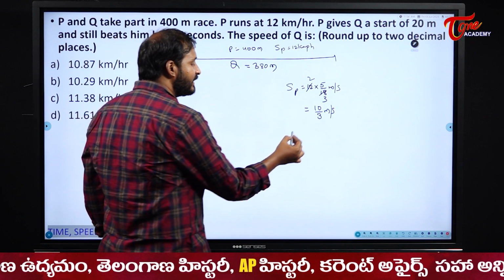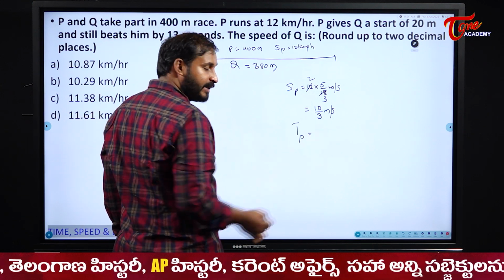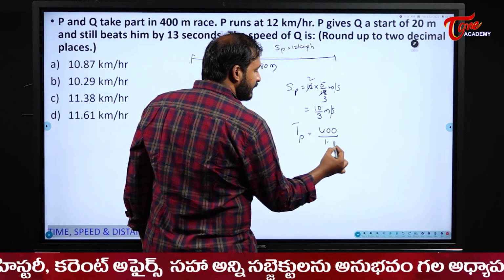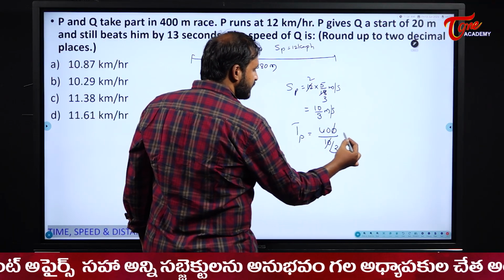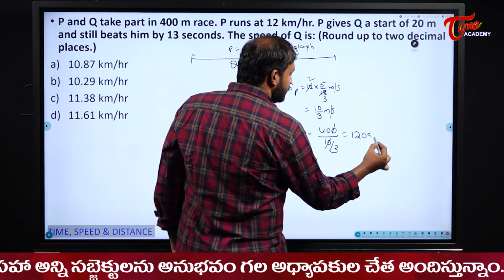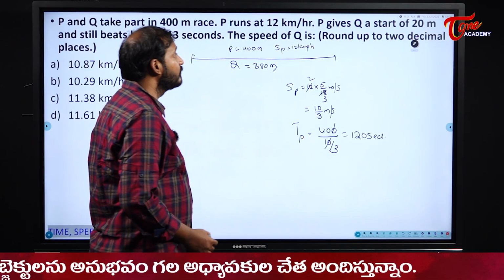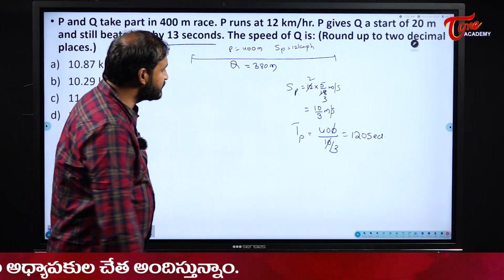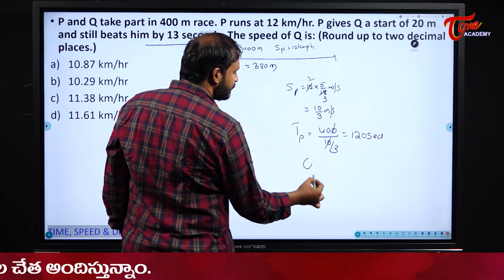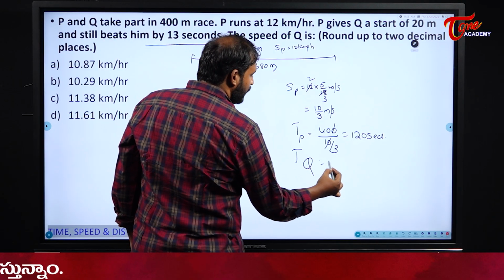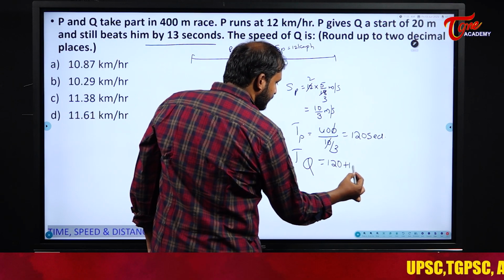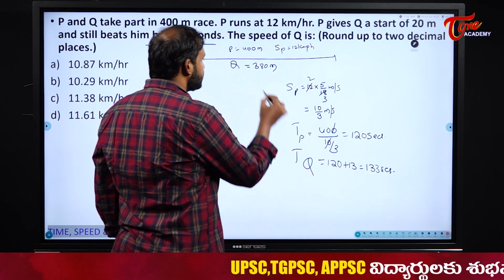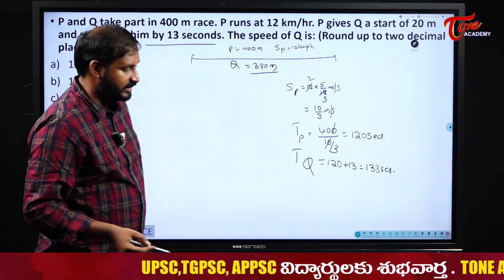Now time taken by P, tell me. Time taken by P will become what for me? Distance 400 by 10 by 3. The zeros cancel. It will take 120 seconds for P to finish the race. Now in the same race, he still beats him by 13 seconds, right? That means what is the time taken by Q here? 120 plus 13. He is going to take 133 seconds to cover 380 meters.